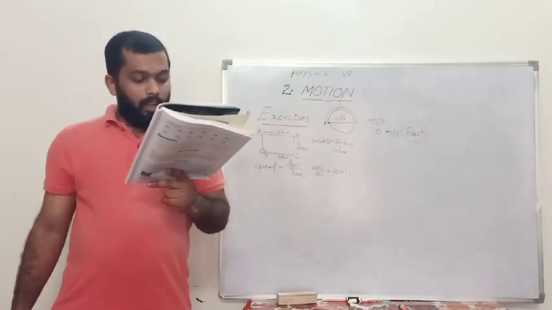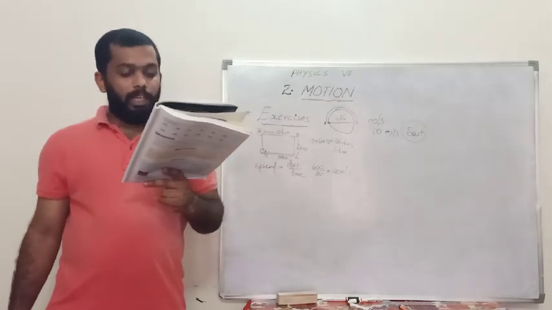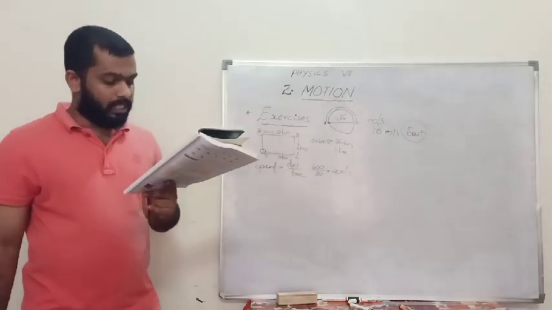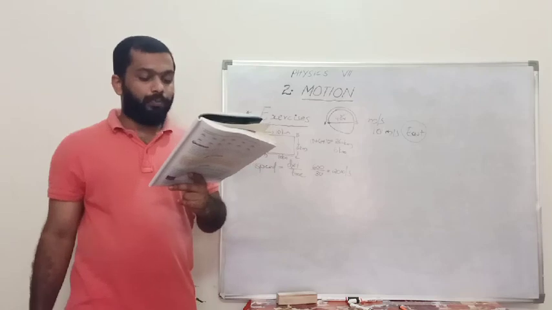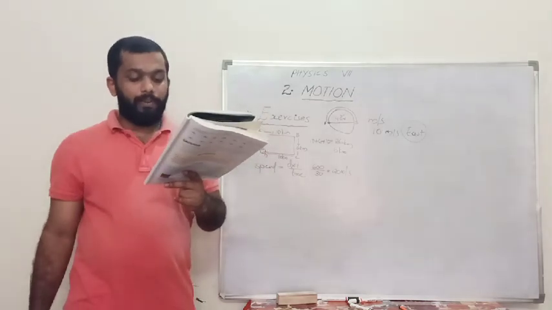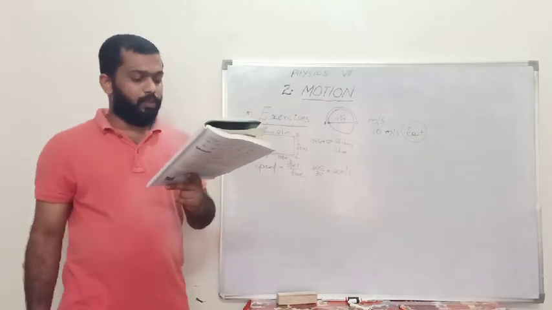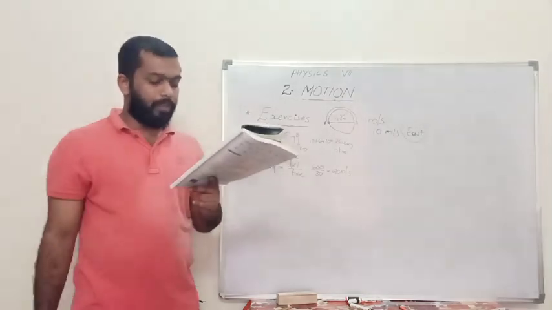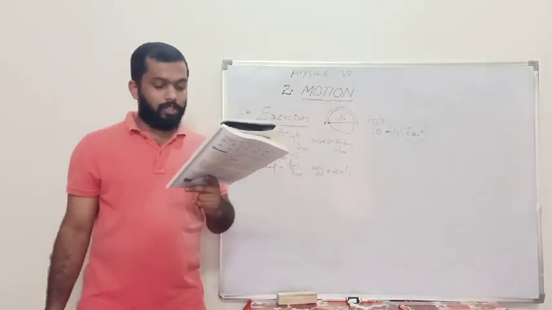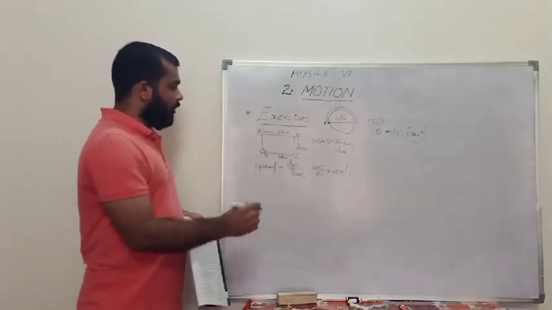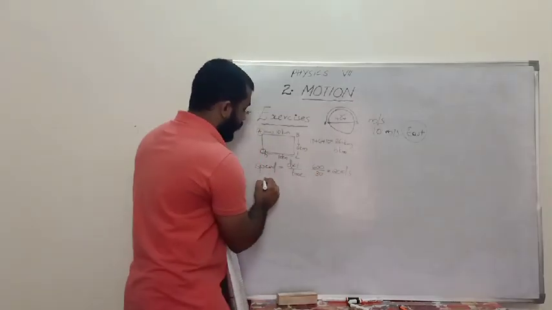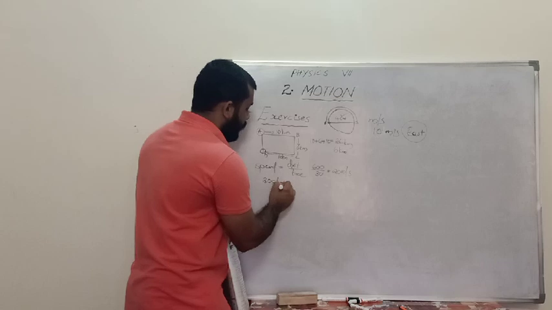An express train moves at a speed of 60 km per hour. How far will it travel in 5 hours? You have to just multiply speed into time. So 60 into 5 is 300 kilometer. The answer is 300 kilometer.